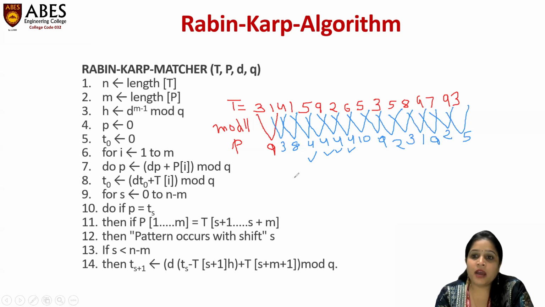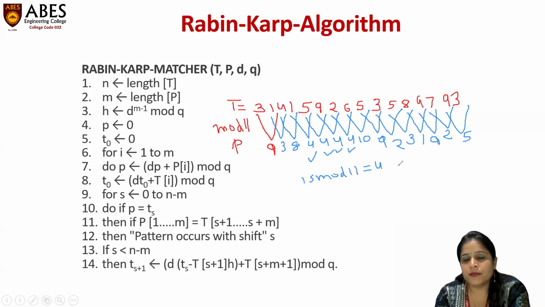The next step after finding the hash value match: we analyze the pattern. Our first match is 15 mod 11, that is 4. Here you can compare our pattern. Our pattern is 26, right? 26 does not match 15.